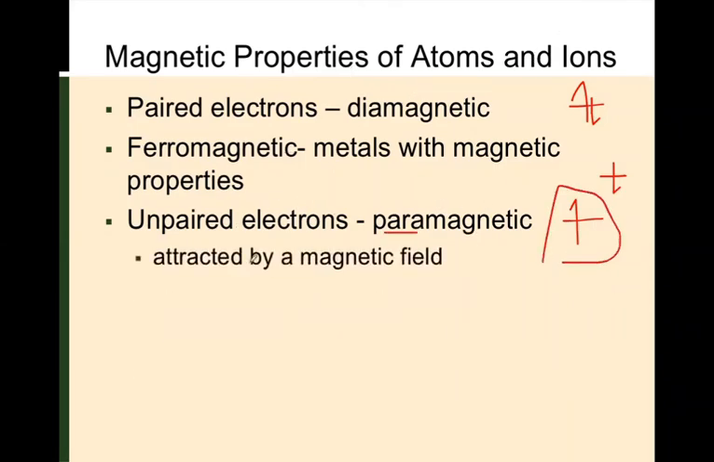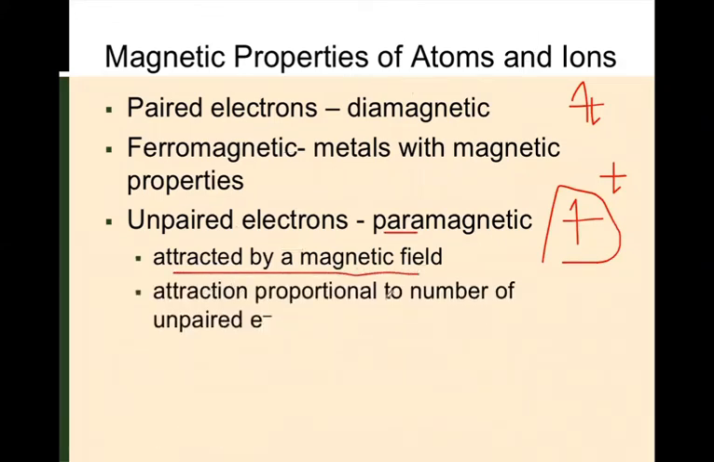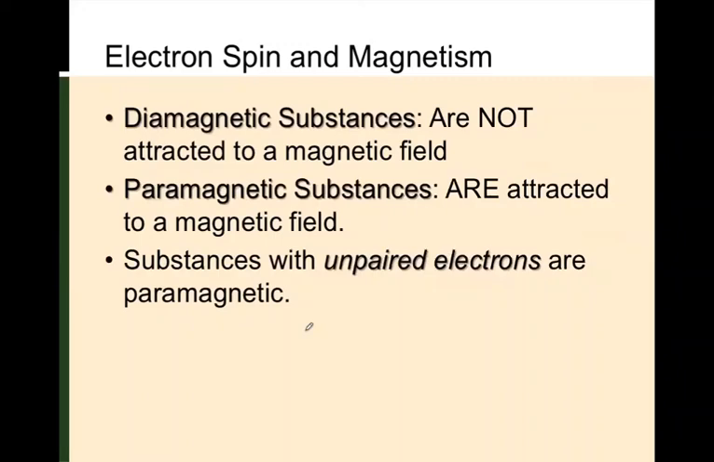Paramagnetic is attracted by a magnetic field. Attraction is proportional to the number of unpaired electrons. So more unpaired electrons means a stronger attraction to the magnetic field. Diamagnetic substances are not attracted to a magnetic field. Paramagnetic substances are attracted to a magnetic field. Substances with unpaired electrons are paramagnetic.